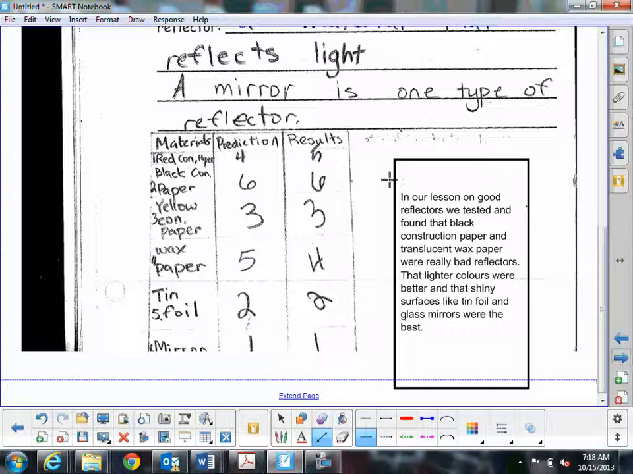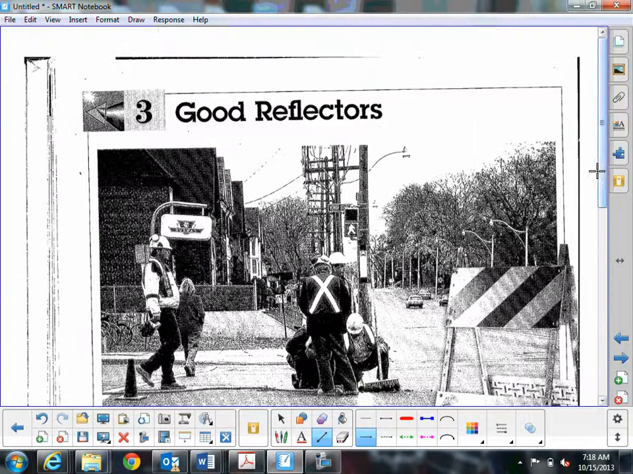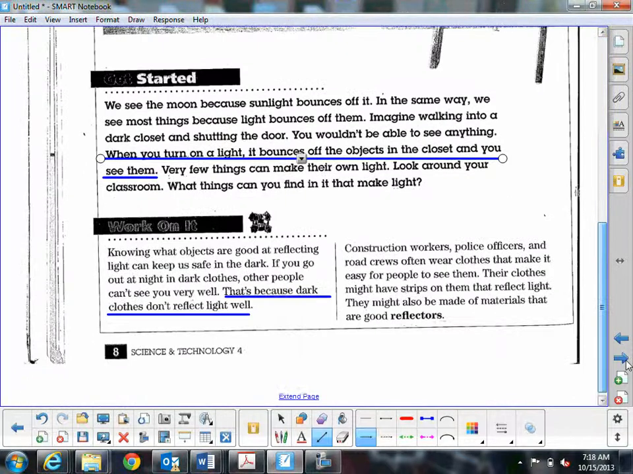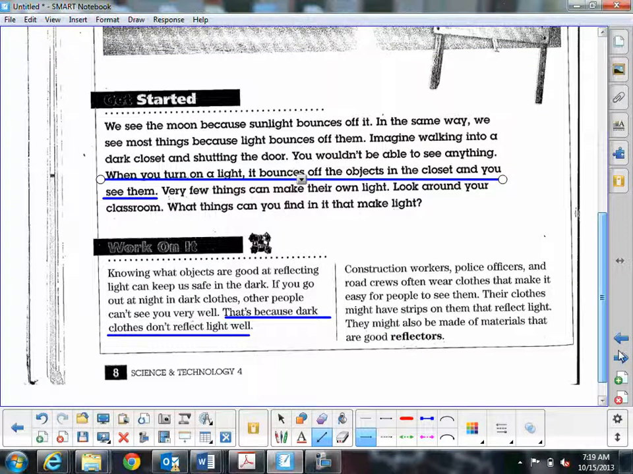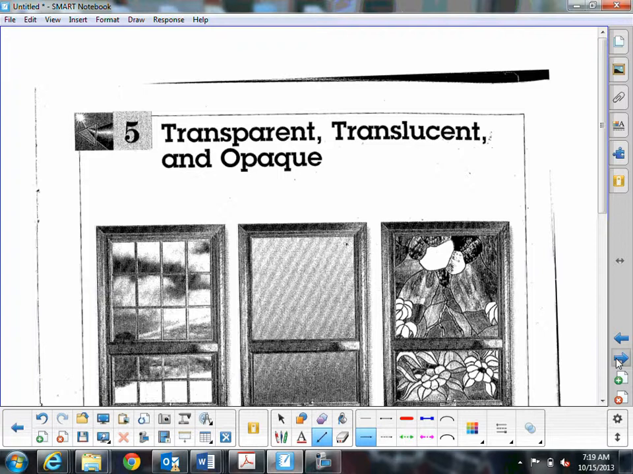And you should know for this that dark colors, and dark dull colors particularly, don't reflect light as well as brighter colors and shinier objects. And these are the pages in the book, pages that we read over together.